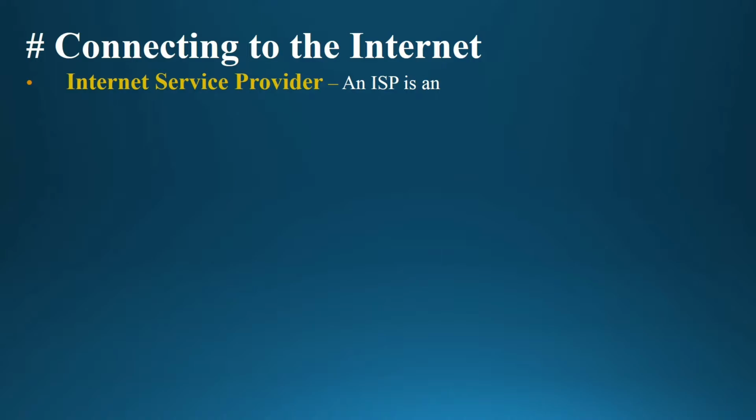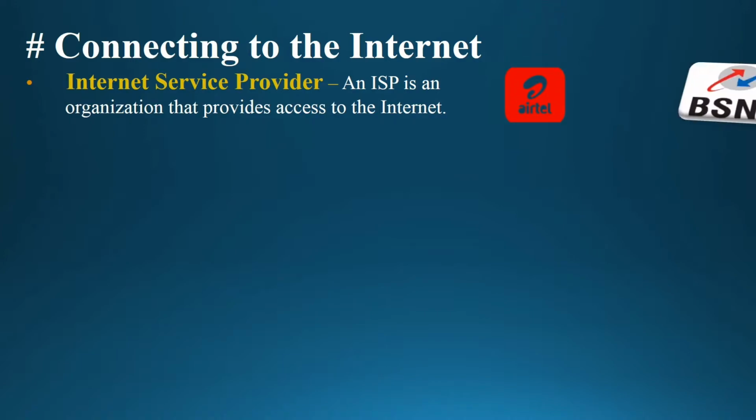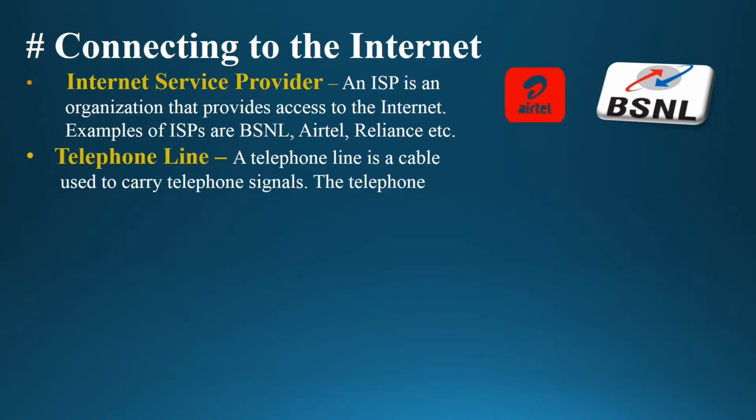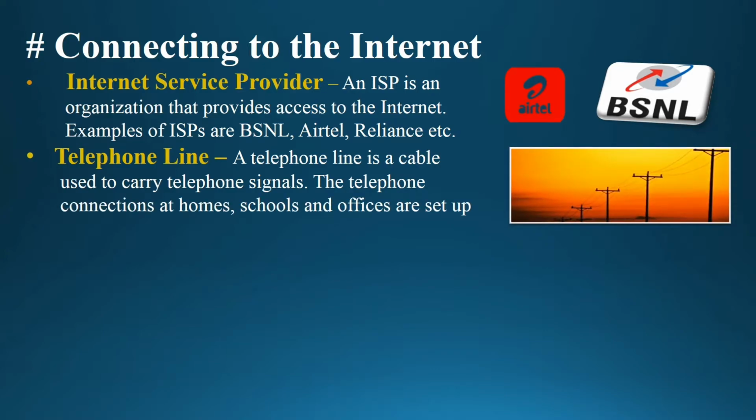To gain access to the internet, the user has to register with an internet service provider, and needs a telephone line, a modem, and a web browser. An Internet Service Provider or ISP is an organization that provides access to the Internet. Some examples of ISPs are BSNL, Airtel, Reliance, Vodafone, etc. A telephone line is a cable used to carry telephone signals. The telephone connections at home, school, and offices are set up with these cables.